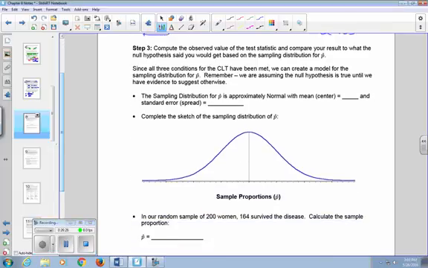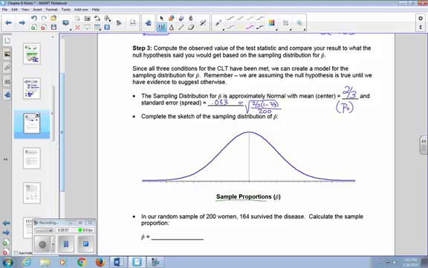Remember, we're assuming the null hypothesis is true until we have evidence to suggest otherwise. So the sampling distribution for p hat is approximately normal, with the mean, or center, at 2/3. This is our hypothesized value. It has a standard error, or spread, equal to the square root of 2/3 times 1 minus 2/3 over our sample size of 200, and that is roughly 0.033. So these are enough to help us complete the sketch of the sampling distribution.